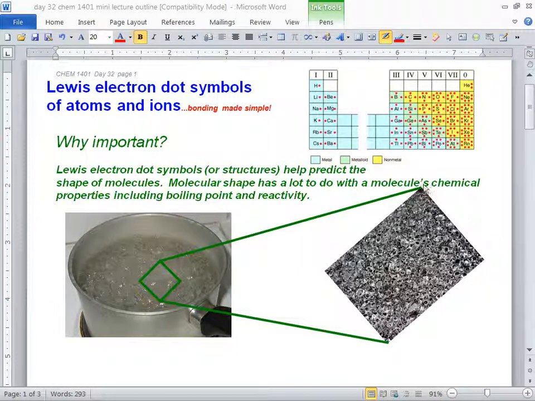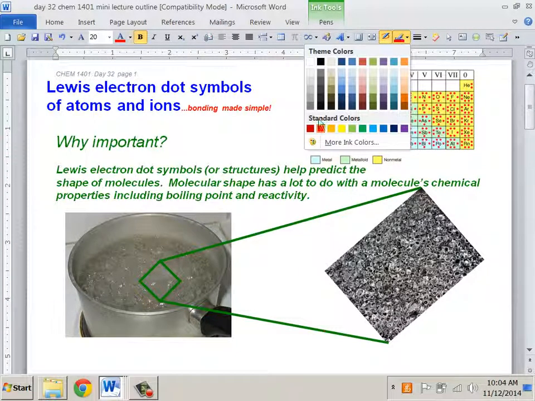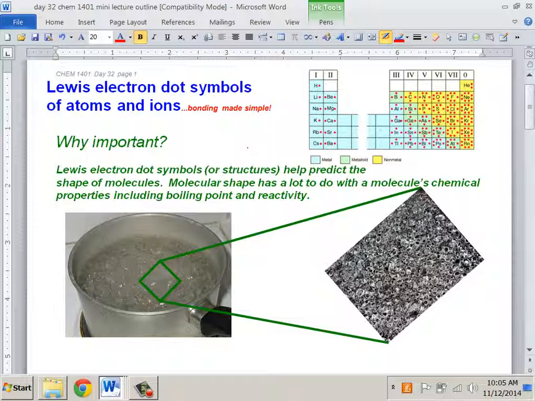So we're talking about Lewis electron dot symbols of atoms and ions.